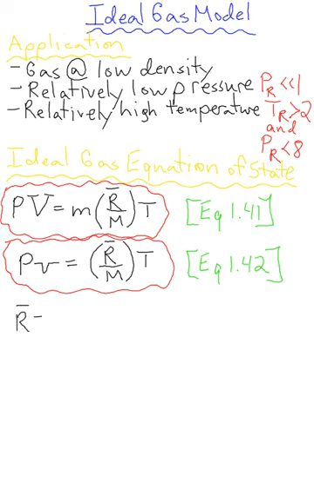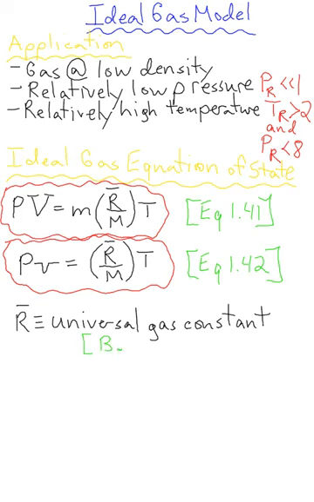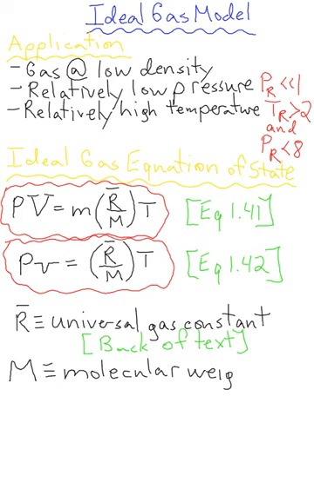Now when we say the R bar right there, that's the universal gas constant. There is actually a gas constant for each molecule that you could use, but it's easier for us just to use the universal gas constant and then divide it by the molecular weight for each of those molecules. The universal gas constant can be found on the back of your textbook. The molecular weight can be found in Tables 1 and 1E.